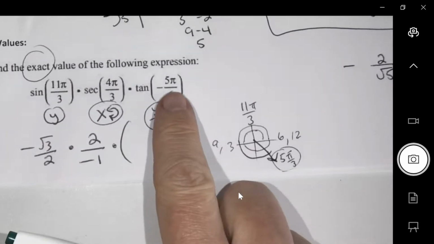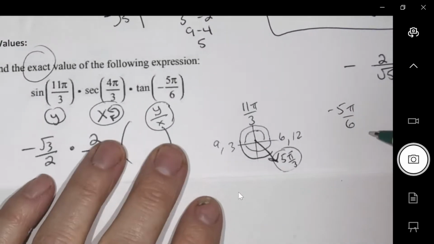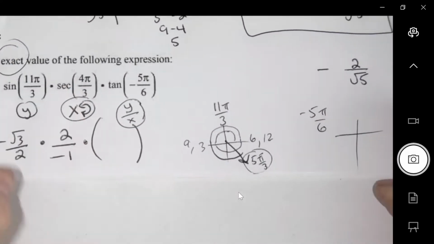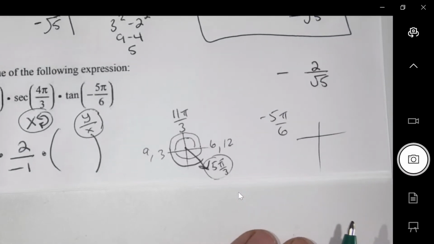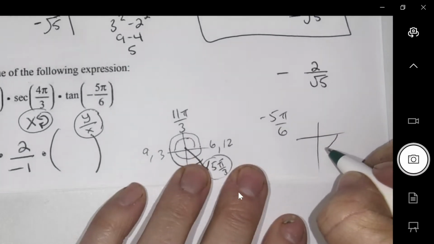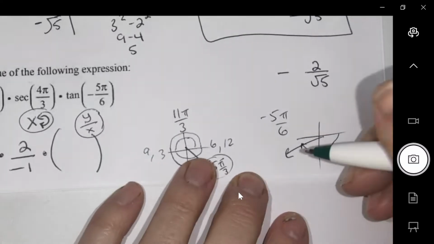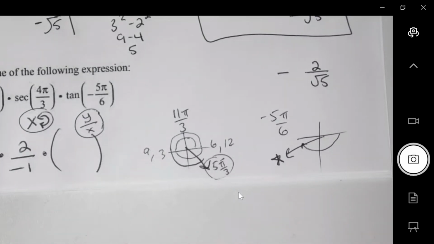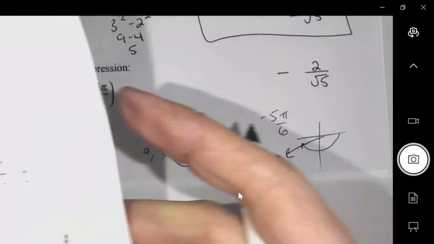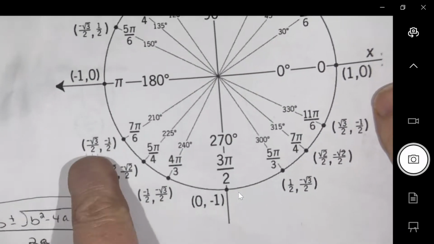Okay, negative 5 pi over 6. Where are you looking when you are going negative 5 pi over 6? Did you pick this position? Right, we went backwards. So I'm going to look here. I'm going to take that divided by that.